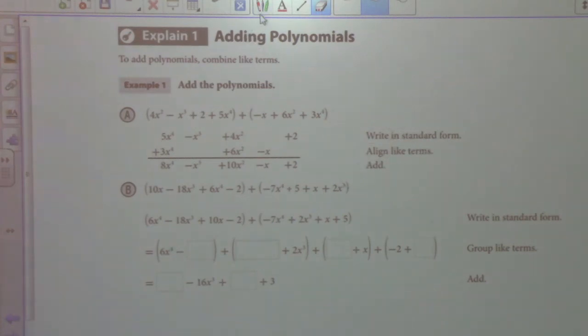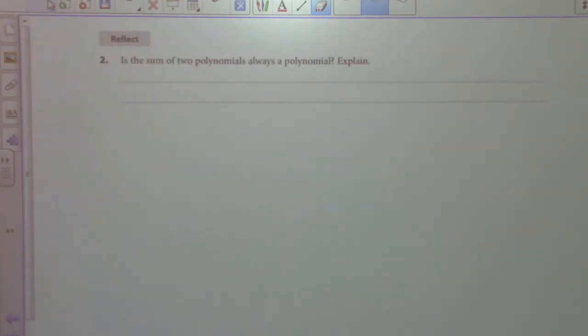So what I'm going to do is just go to this. Okay, then reflect. Is the sum of two polynomials always a polynomial?